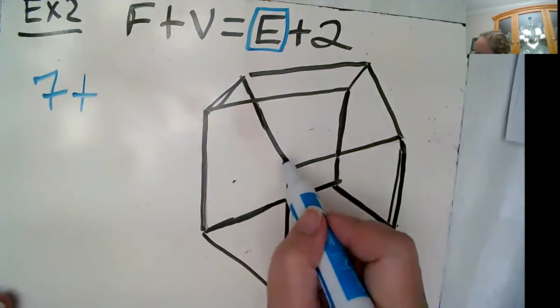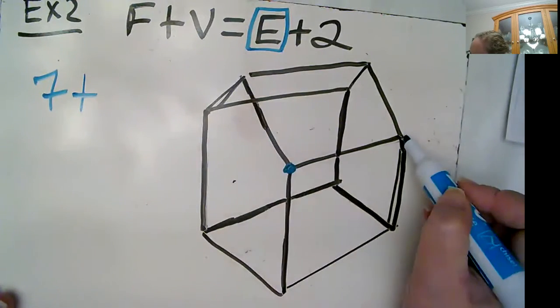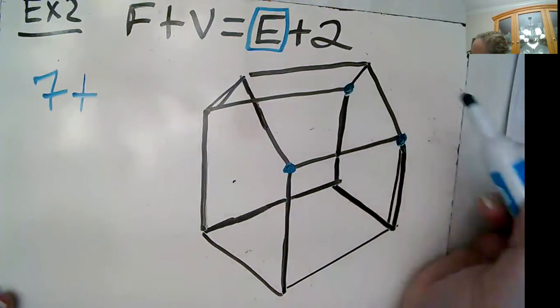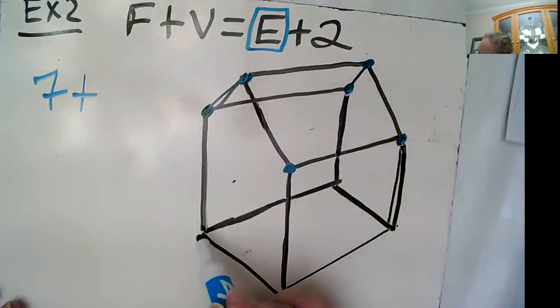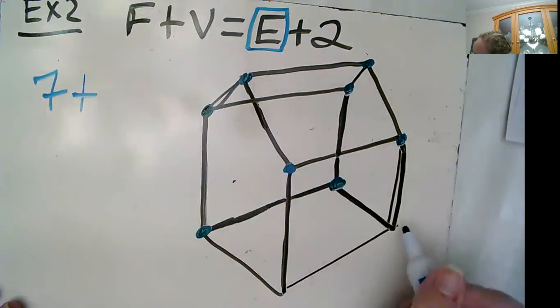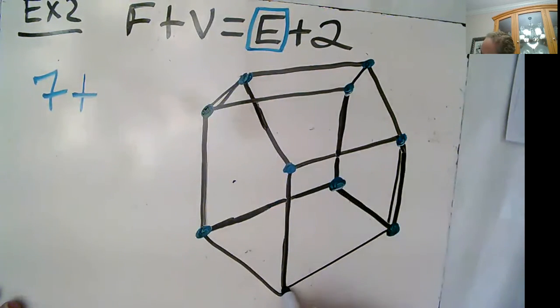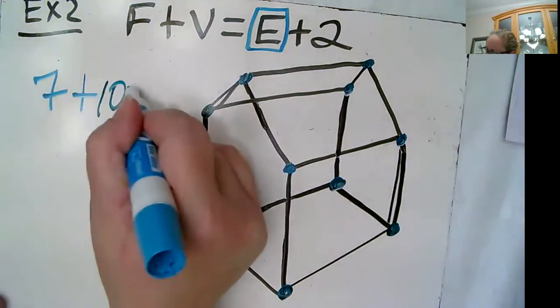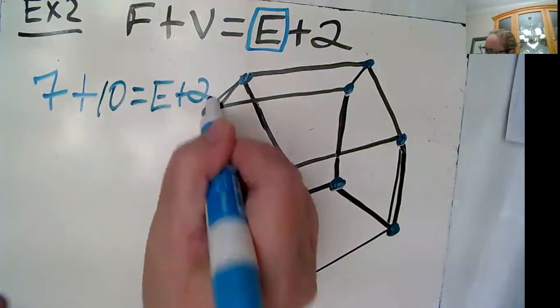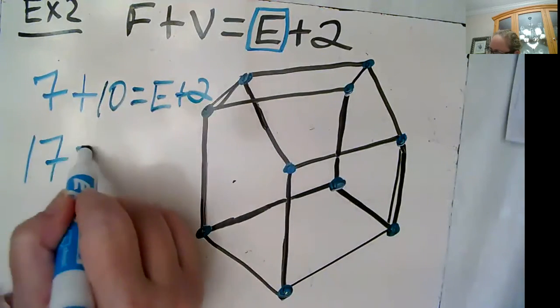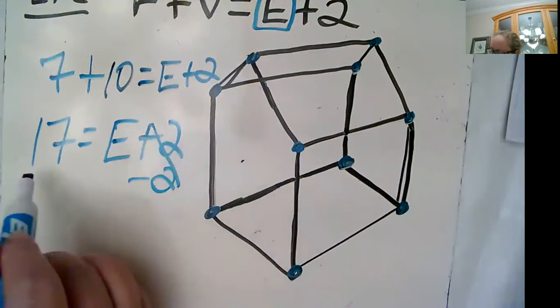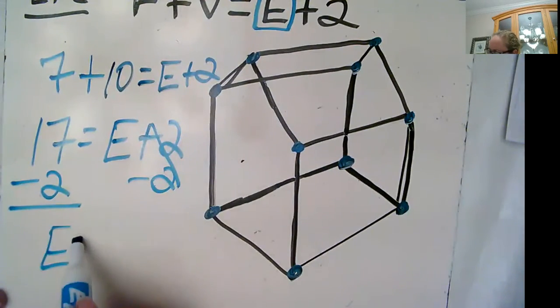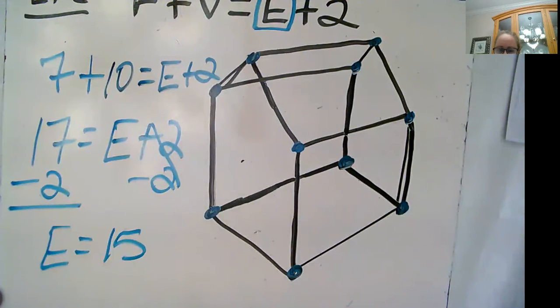So everywhere there's a corner, 1, 2, 3, 4, 5, 6, 7, 8, 9, and 10. Let's see. Yep, that's what they got too. Is equal to E plus 2. So we have 17 is equal to E plus 2. So minus 2, minus 2. There should be 15 edges if we count it.